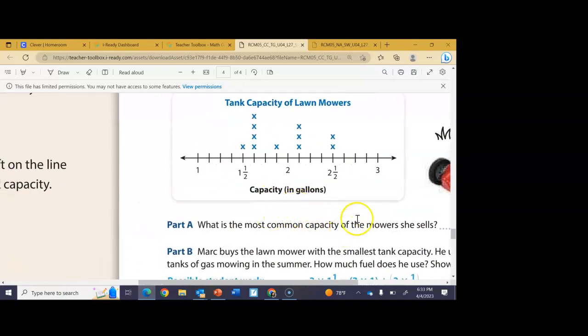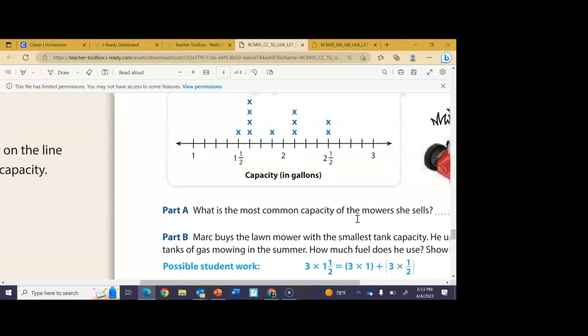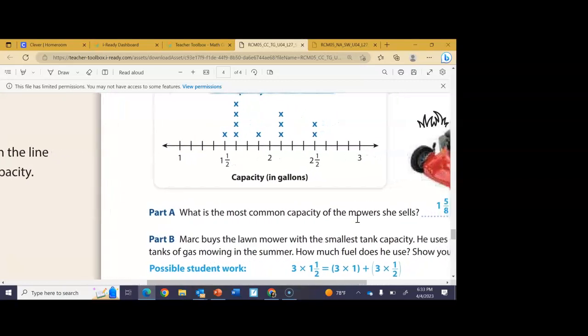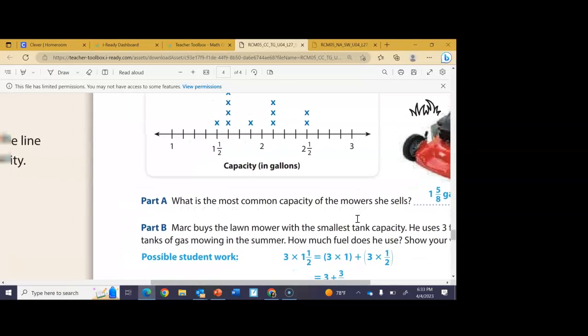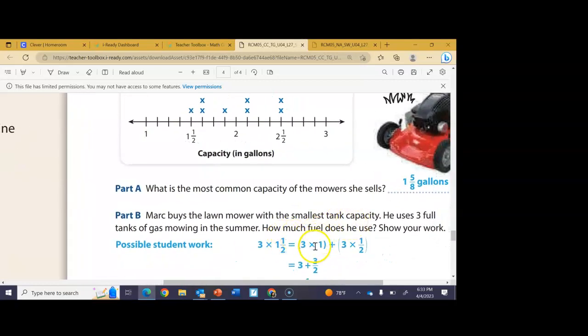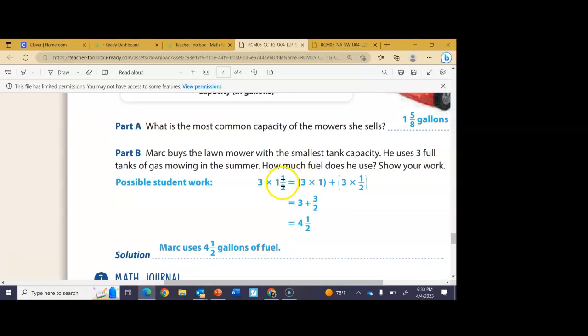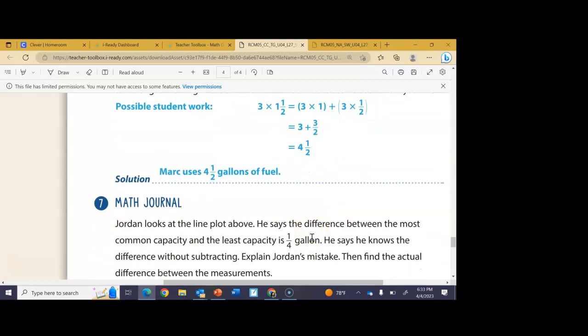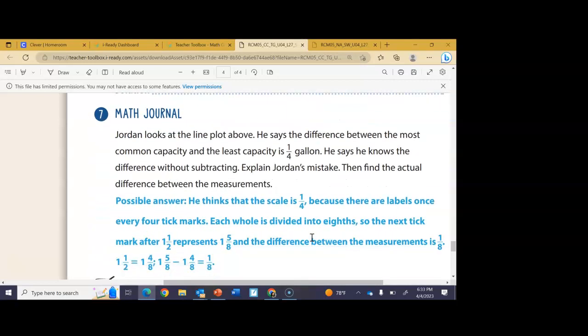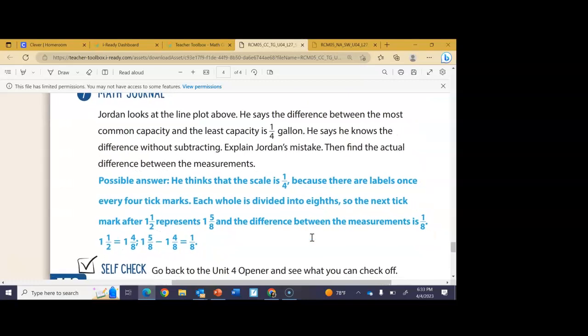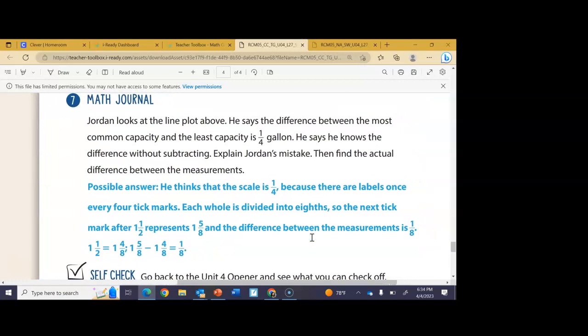What is the most common capacity of the mowers she sells? And then Mark buys the lawnmower with the smallest tank capacity. He uses 3 full tanks of gas. So then you're going to practice multiplying. Look how they split this. So remember how I told you to put a plus sign here and then split it in half. So she does 3 times 1 and 3 times 1/2, and then you add them together. Okay? And then here's a look at what the answer should be for number 7. Again, still try these problems by yourself.